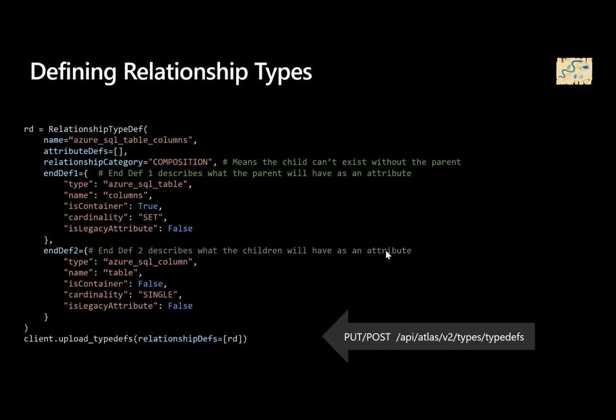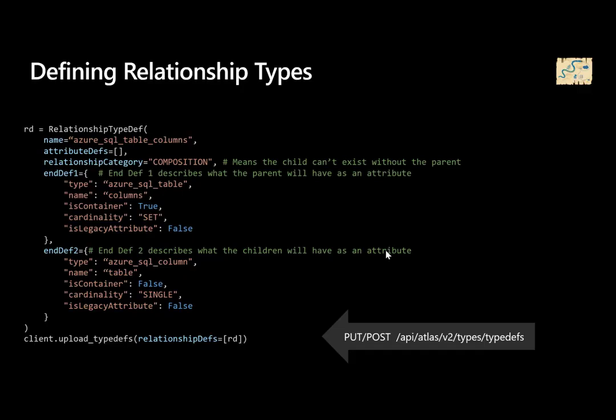This is very important because in a composition you can only have one that is a container. And again, I like to think of end-def1 as the parent, as the container, end-def2 as the child, and so it is not the container. Cardinality is set to single because one column can only have one table, and again, is legacy attribute is set to false. So in this case, now we are uploading a type definition, right?